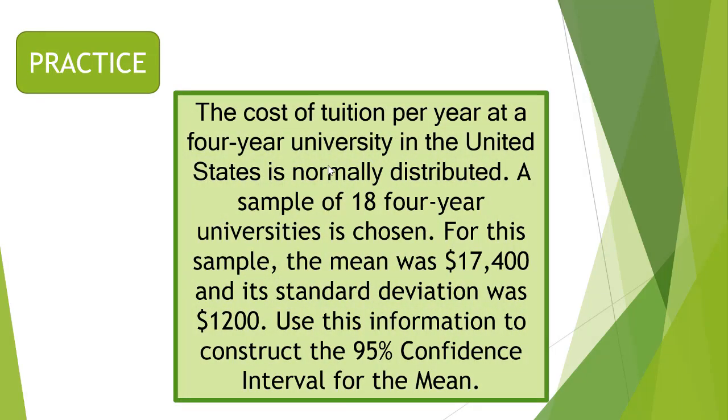So we have a practice problem. Your practice problem is about tuition costs. The cost of tuition per year at a 4-year university in the United States is normally distributed. A sample of 18 4-year universities is chosen. For this sample, the mean was $17,400 and its standard deviation was $1,200. Use this information to construct the 95% confidence interval for the mean. You're going to follow that 4-step process to come up with your value. Let's take a little time, pause the video, and when you're ready to see the solution, press play.